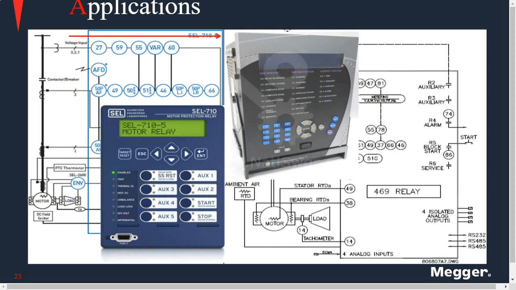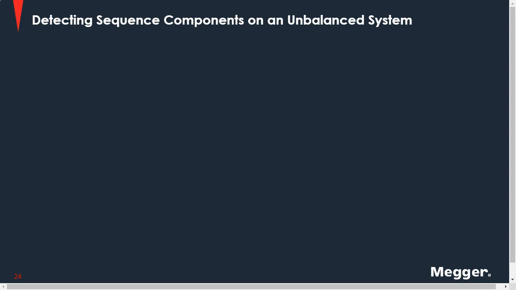So now let's look at application of symmetrical components in protection. So how do we go about detecting the sequence components on an unbalanced system? First, we've got to ask ourselves, what are our known values? And like I said earlier, it's our VA, VB, and VC, and IA, IB, and IC. These are the quantities that are coming in from our CTs and PTs that are on the system. They're our real-time values.